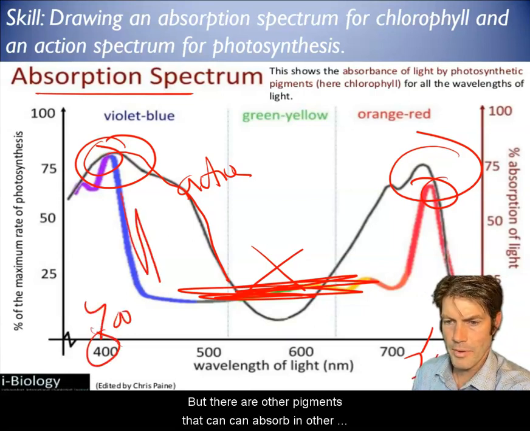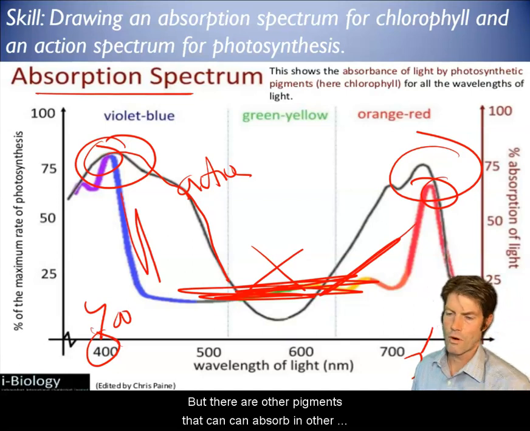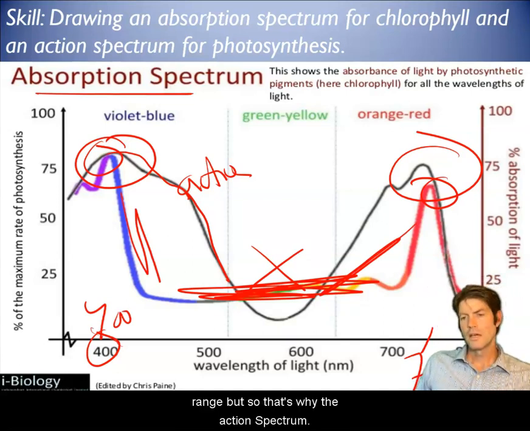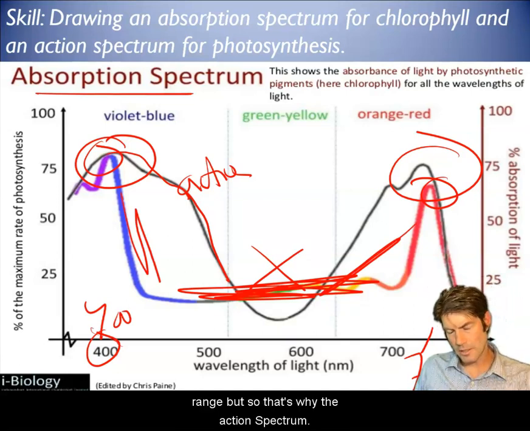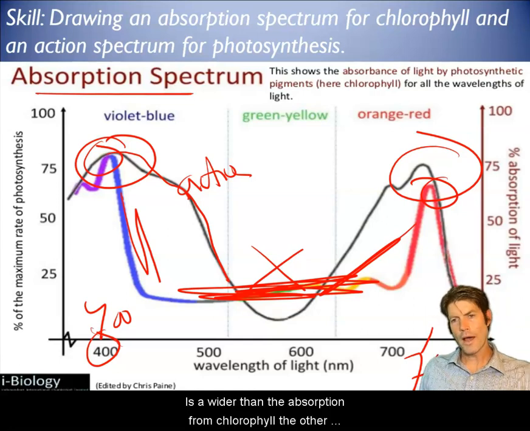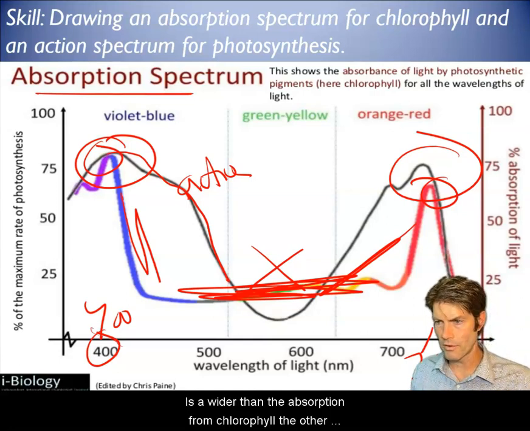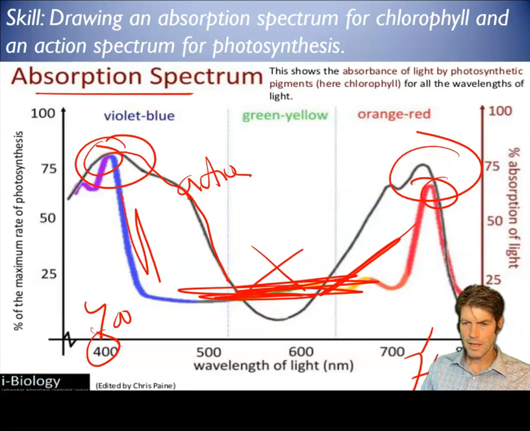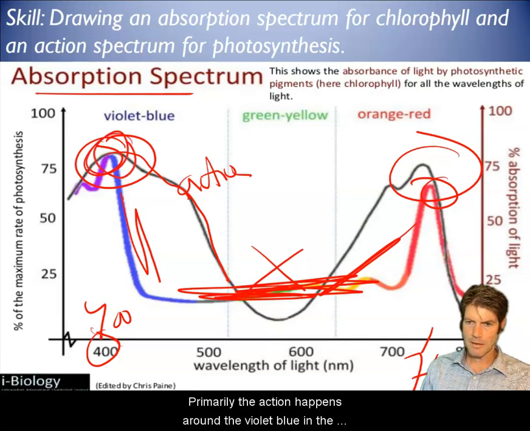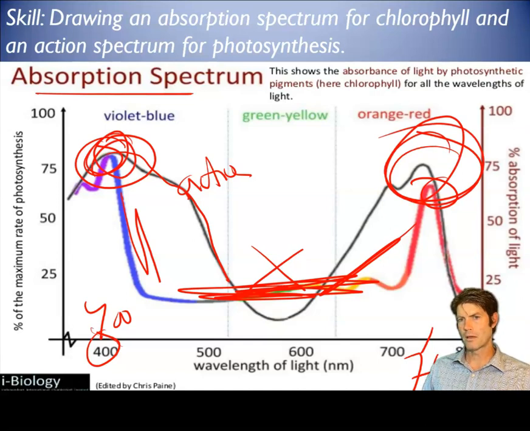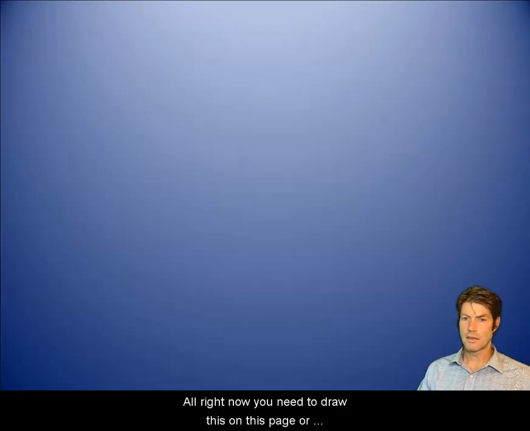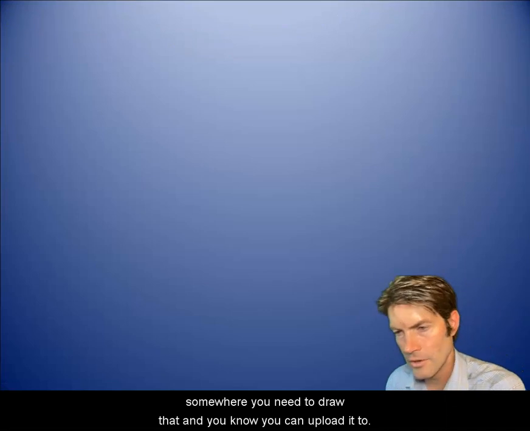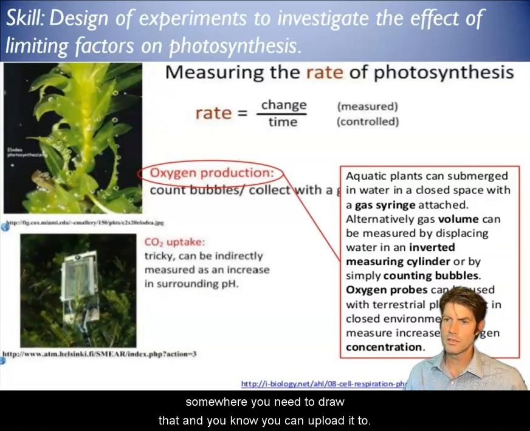But there are other pigments that can absorb in other ranges. So that's why the action spectrum is a little wider than the absorption from chlorophyll. So you got other pigments filling in the pieces so you can be more efficient with the sunlight. But primarily the action happens around the violet, blue, and the orange-red ranges. All right? Now you need to draw this on this page or somewhere. You need to draw that, and you're going to upload it to me.